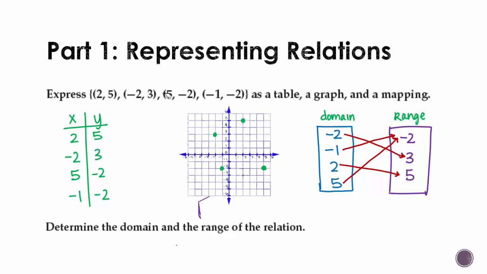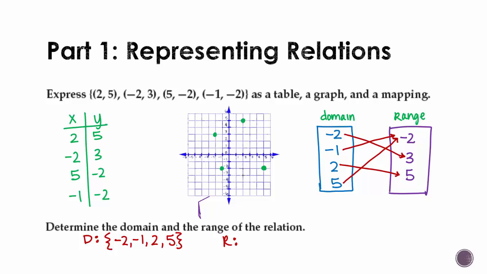So determine the domain and range. Our domain is all of our input values. These need to be in order and we can't repeat. So we just did that for our mapping diagram. Our domain is -2, -1, 2, and 5. Now these squiggly brackets here are just listing a set of numbers.